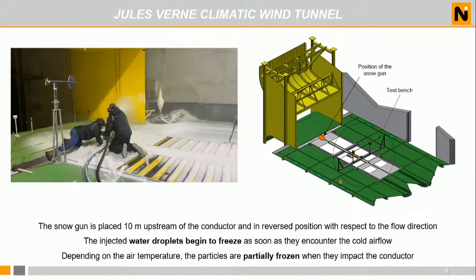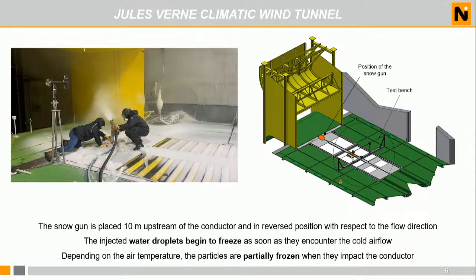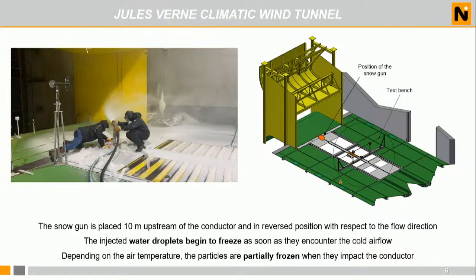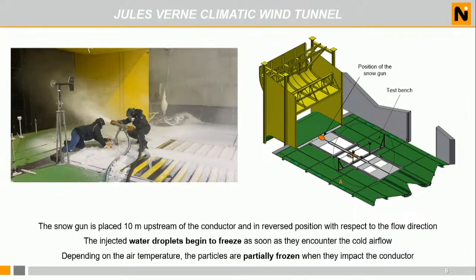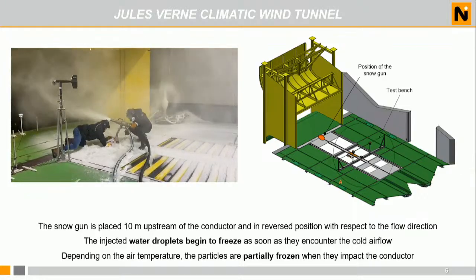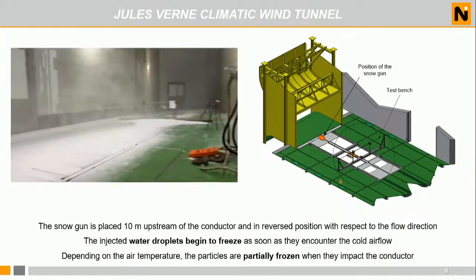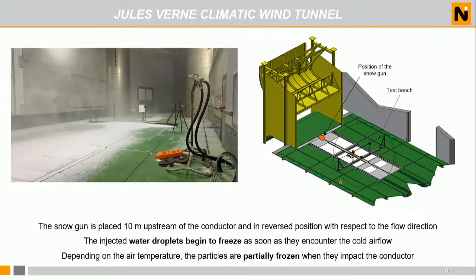Here there is a video where you can see how the snow gun was placed in the right position during the test, in the reverse position with respect to the wind. The wind was flowing with a constant wind velocity. So now we see that the snow gun is adjusted in the right position. And on the other side of the wind tunnel, there is the conductor, our model.